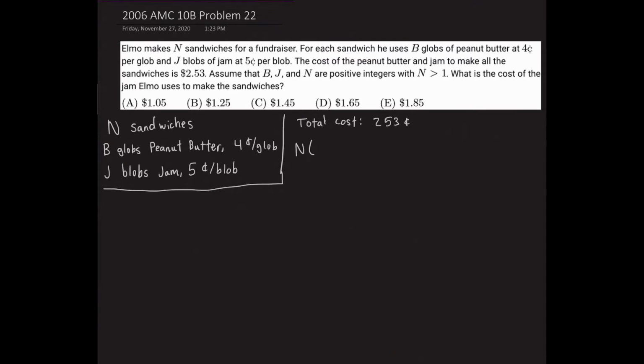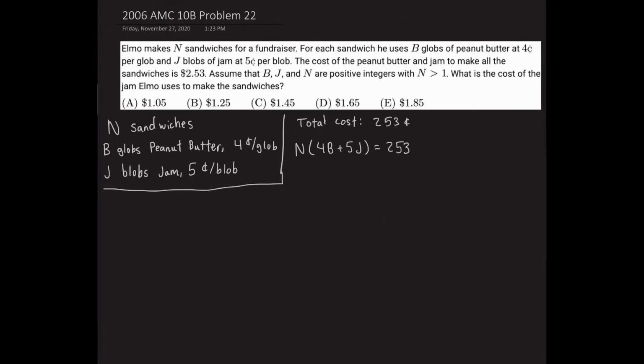So the cost of each sandwich is 4 cents for each glob of peanut butter times B globs of peanut butter. So I'm going to write 4B, 4 cents times B globs. And then for jam, it's going to be 5 cents times J blobs, so 5J. And this is equal to 253. So once again, N is the number of sandwiches, and 4B plus 5J represents the cost for each peanut butter and jam sandwich: 4 cents for each glob of peanut butter and 5 cents for each blob of jam.